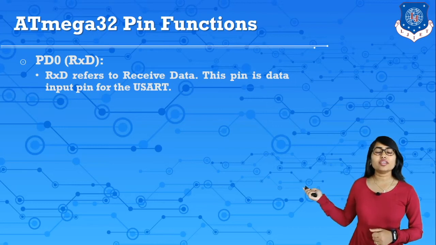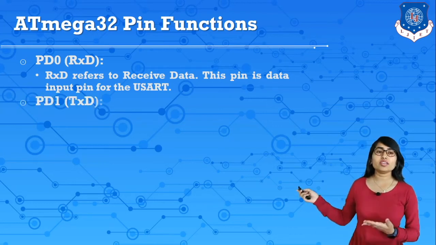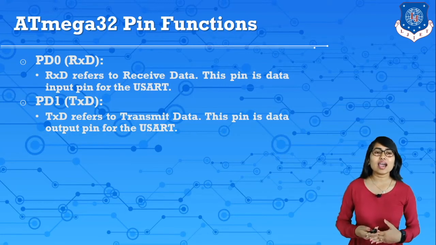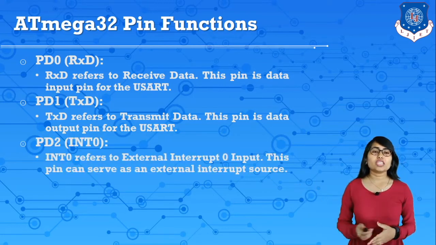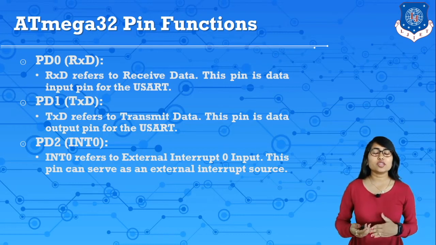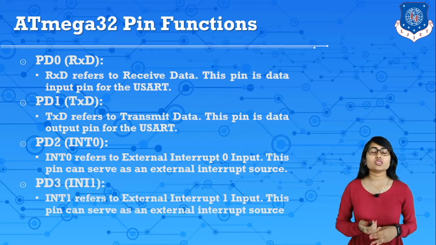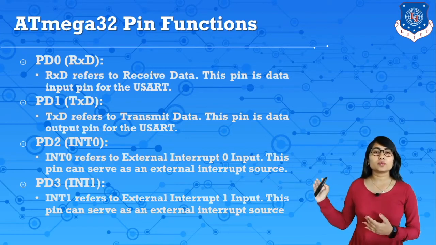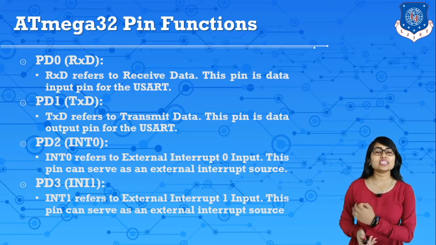Then PD1 is for TXD. TXD refers to transmitting the data. This pin is the data output pin for the USART. Then next PD2. PD2 is for INT0. If we have external interrupt 0, this INT0 works as the external interrupt 0 input. This pin can serve as an external interrupt source. Then next PD3. PD3 is for INT1. This is for external interrupt source 1.